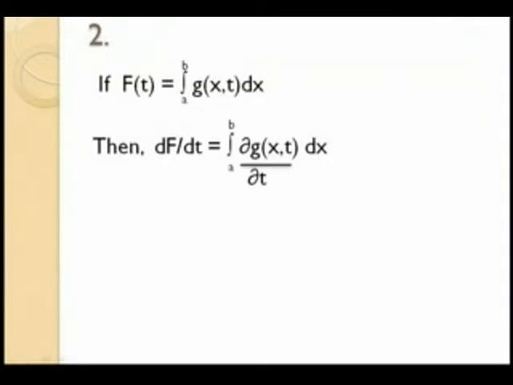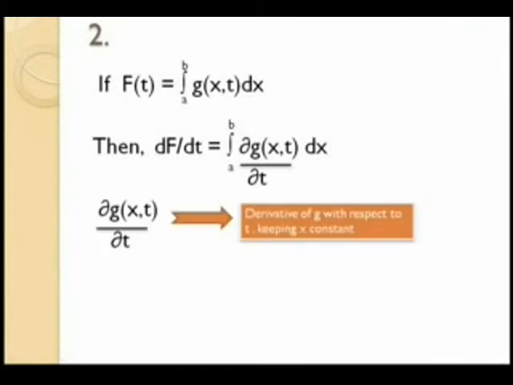The second rule is if f of t is equal to the integral of g of x comma t from a to b into dx, here g is a function of x and t, then df by dt would be equal to the integral of del by del t of g of x comma t into dx from a to b. Here this is nothing but the derivative of g with respect to t keeping x as constant. So this is actually the partial differentiation of g with respect to t. Here what we do is we treat x as constant and we differentiate g with respect to t.